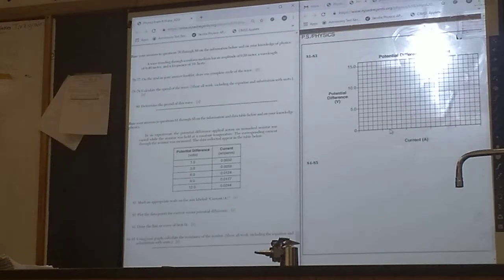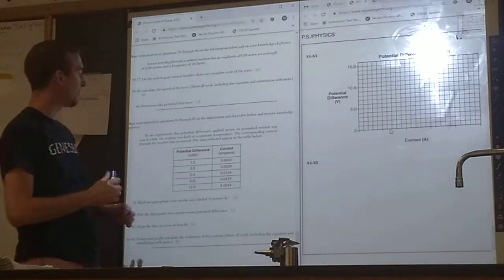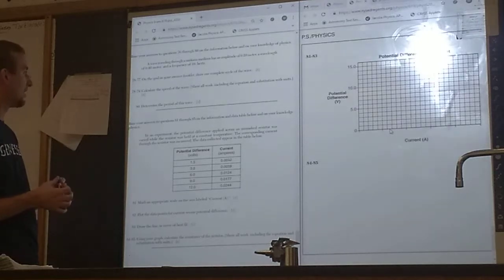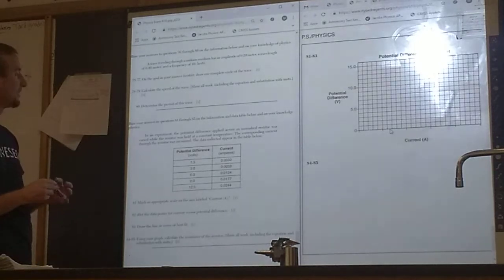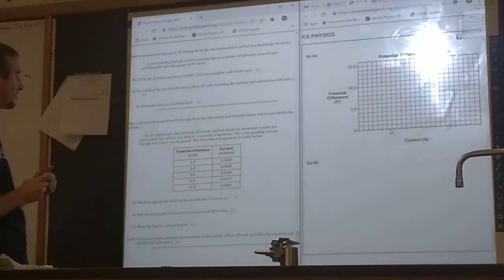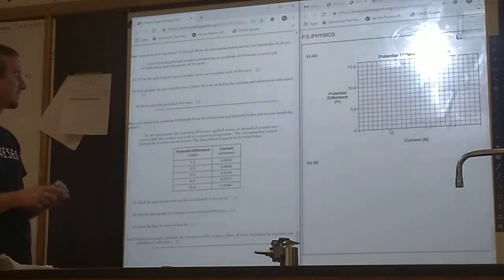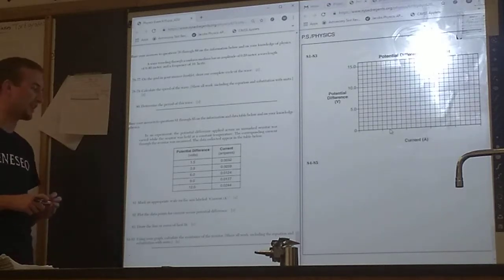Okay. In an experiment, the potential difference applied across an unmarked resistor, meaning you don't know the resistance of it, was varied while the resistor was held at a constant temperature. The corresponding current through the resistor was measured. The data collected appear in the table below. 81. Mark an appropriate scale on the axis labeled current A.